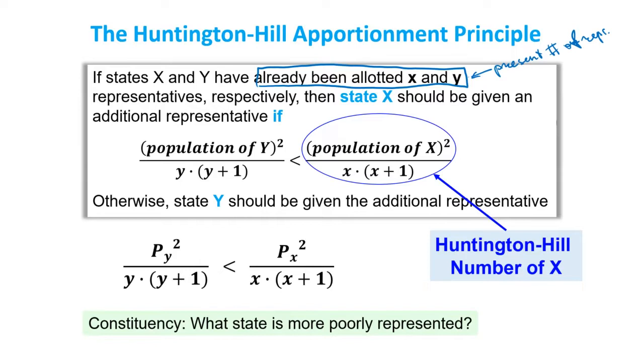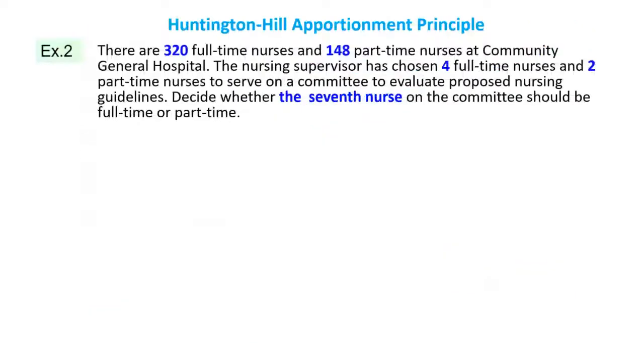And you see that it is a little bit similar to constituencies, but they have population squared, and in the denominator we have X and X plus 1. So the logic is the same. The greater the number, like the greater the constituency, the greater the HH number, the more poorly represented, the more deserving a new representative. Okay?